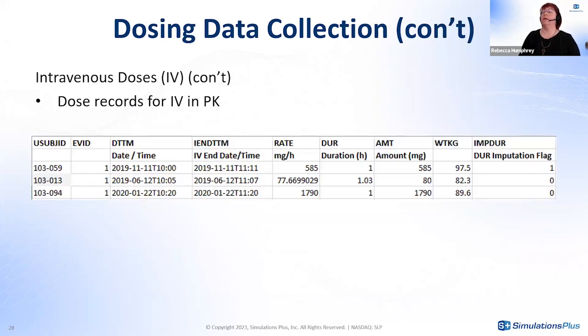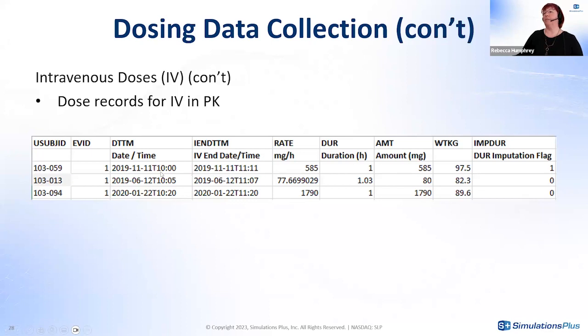So this is what an IV dose record might look like in an analysis data set. You have both the start time of the infusion dose and the stop time of the infusion dose. A rate may be calculated or it may be stationary depending on your model. A duration may be calculated, and then the amount, and then the weight.